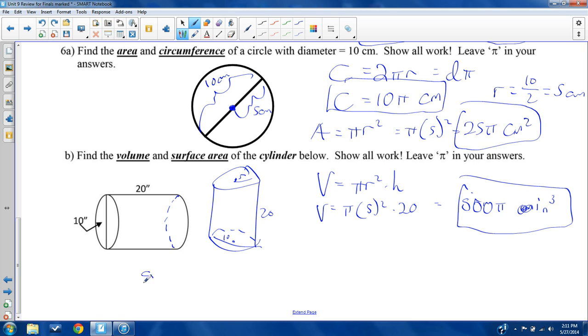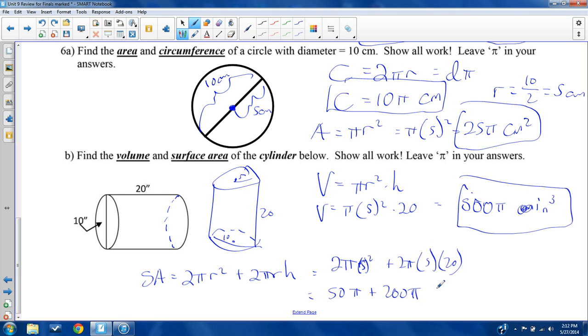Okay. Surface area, you'll have to look back at your formula if you don't remember it. It's hard to remember. It's the area of your 2 bases, 2 pi r squared, plus the lateral area here, which is your 2 pi r circumference times your height. 2 pi r h plus 2 pi r squared. So that is 2 pi times 5 squared plus 2 pi times 5 times height of 20. So that's 50 pi plus 200 pi, which is 250 pi square inches.